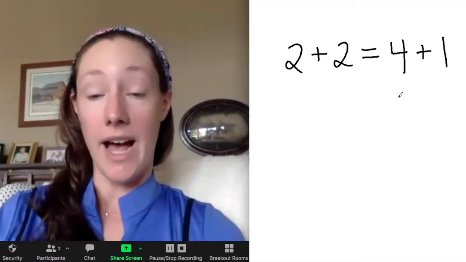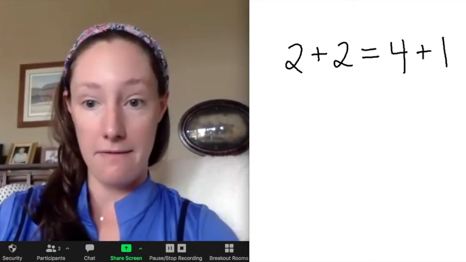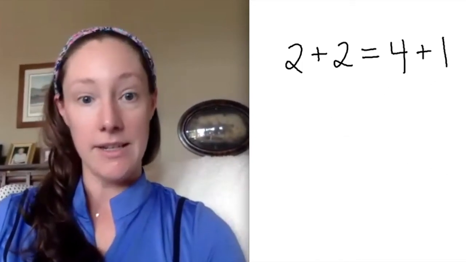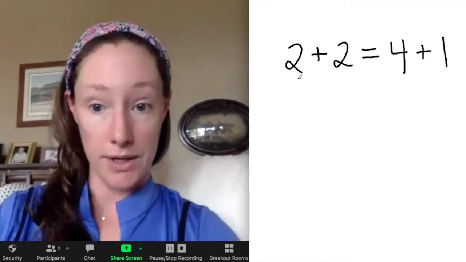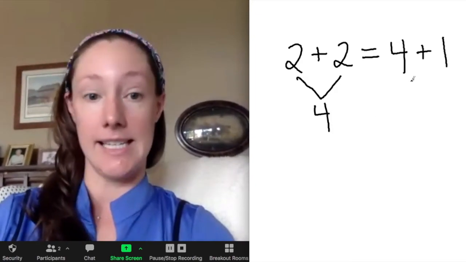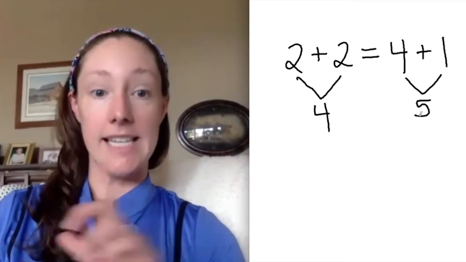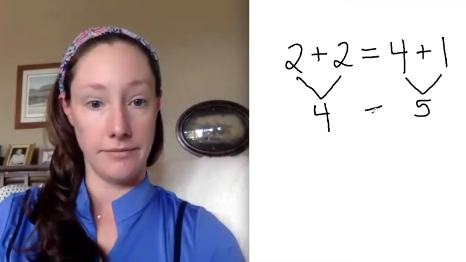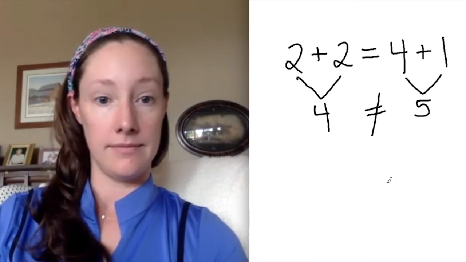Okay, so when I look at this, I see that there's math on both sides. So there's math on the left, and there's math on the right. So first I'm going to do the math on the left, and I know that 2 plus 2 equals 4. All right. Then I'm going to do the math on the right, and I see that 4 plus 1 equals 5. Awesome. I see that 4 does not equal 5. I'm going to put a line through the equal sign, because that means not equal.